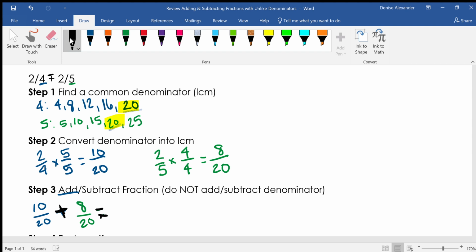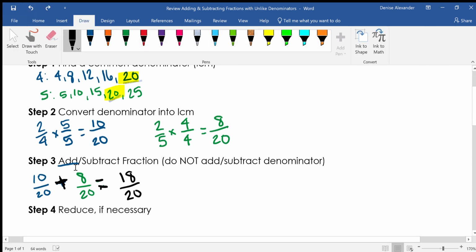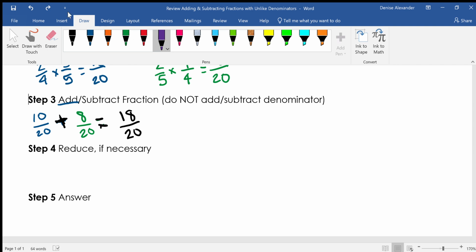10 plus 8, yes, it is 18. And remember, my denominator stays the same. Do not add or subtract your denominator, you guys. It is not worth it, okay? Okay, so now that I've got 18/20, I'm going to change my 18/20 to a different color.